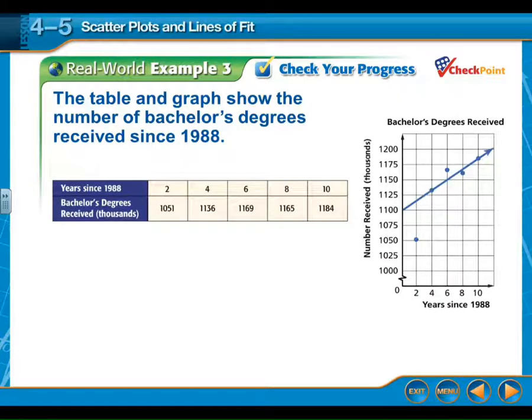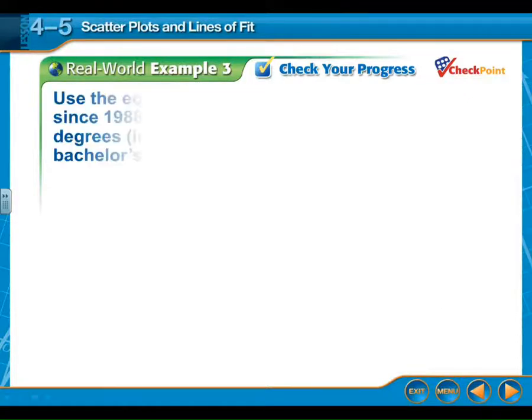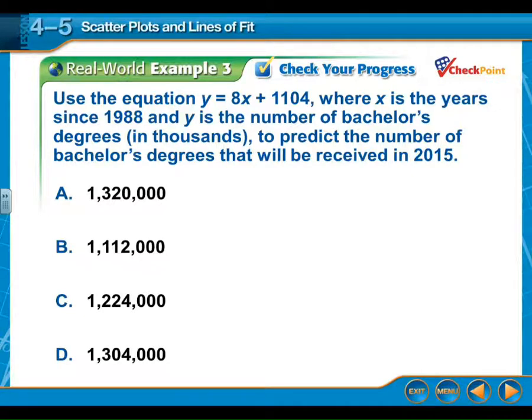All right, the table in the graph shows the number of bachelor's degrees received since 1988. Okay. So we see since the years have gone by, it's a positive correlation. Use this equation, y equals 8x plus 1,104, where x is the years since 1988 and y is the number of bachelor's degrees in thousands, to predict the number of bachelor's degrees that will be received in 2015.